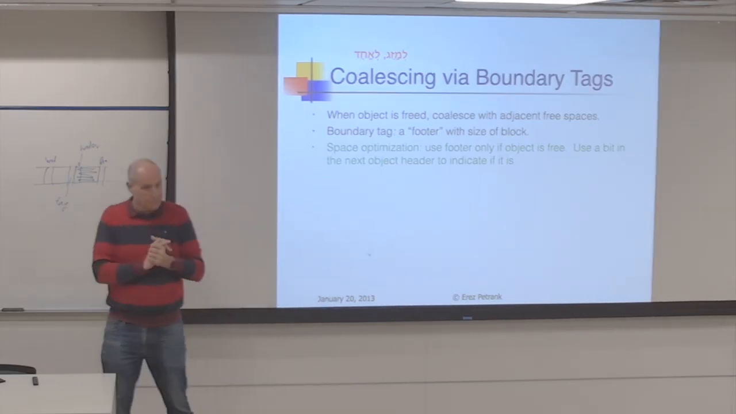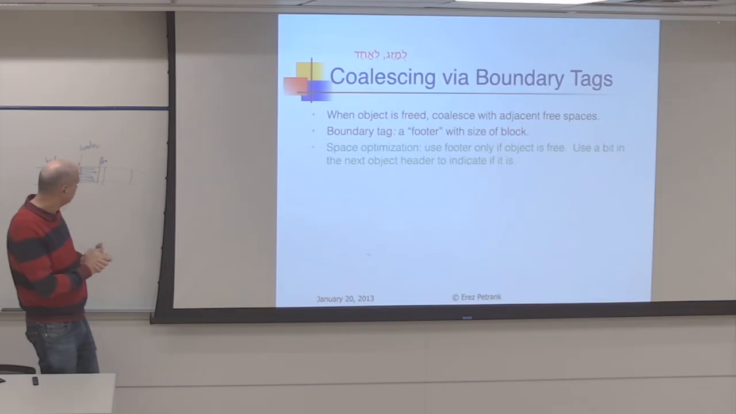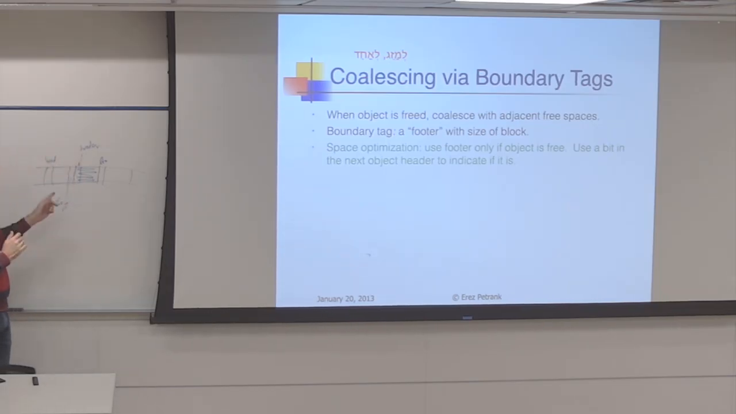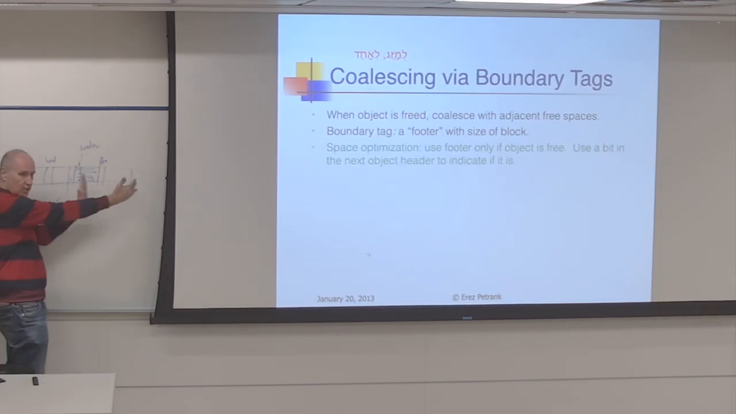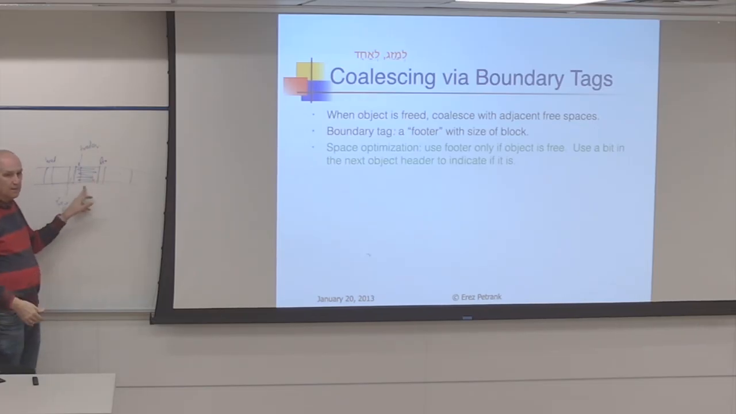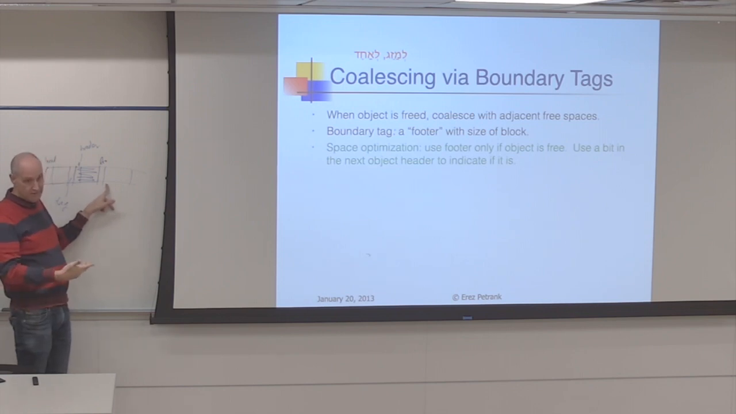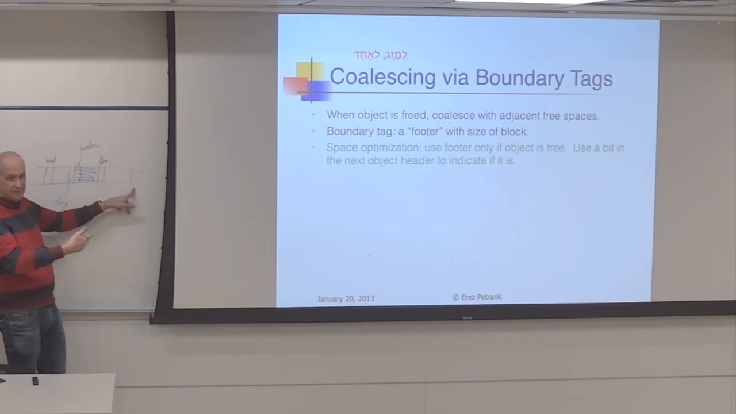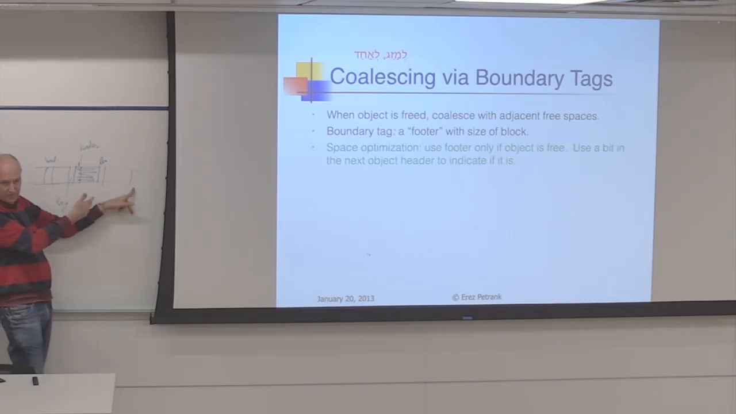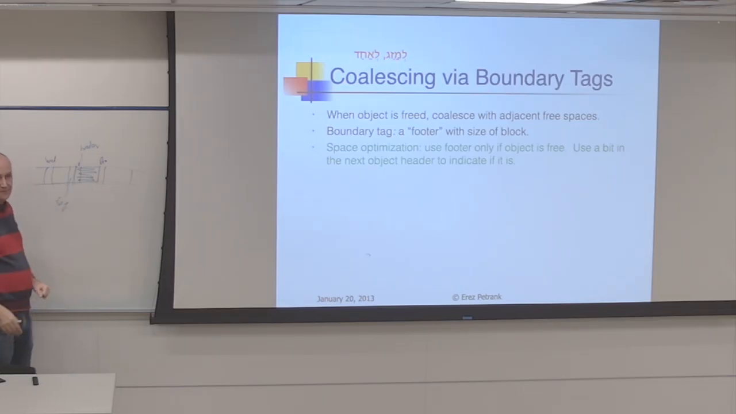Okay, yeah. This one, I coalesce these. Okay. If I'm using the optimization, I have to let the next header know that this is free, but it was free previously, so I don't really need to. The length, yes, I have to change the boundary tag that tells me how long the previous object is.